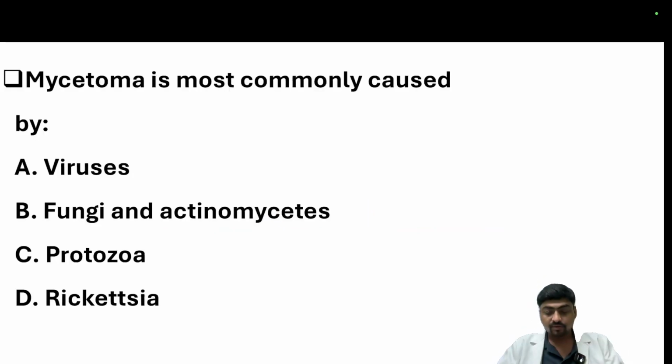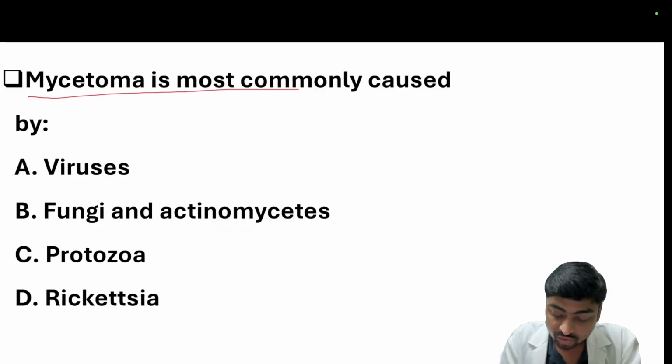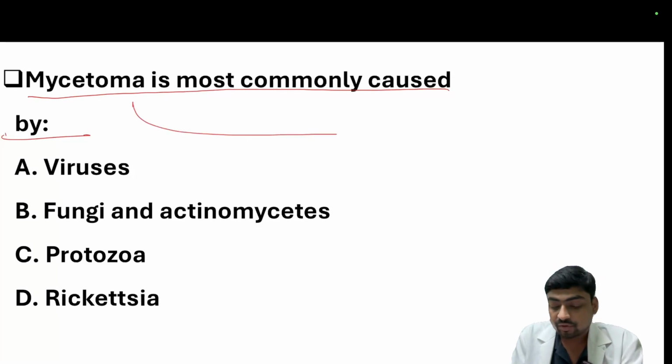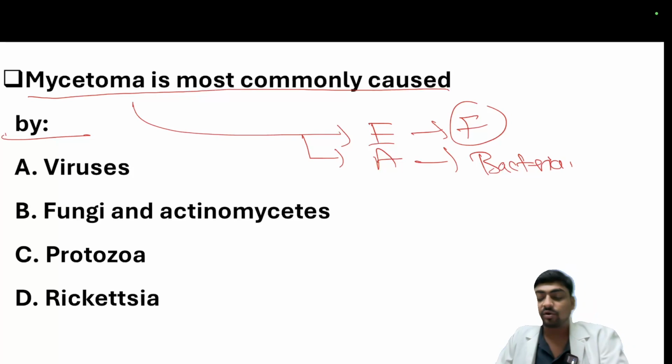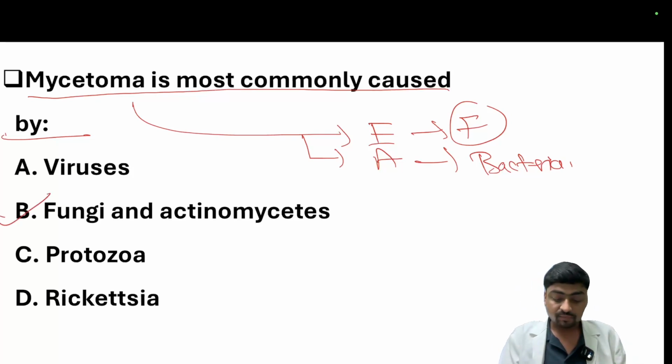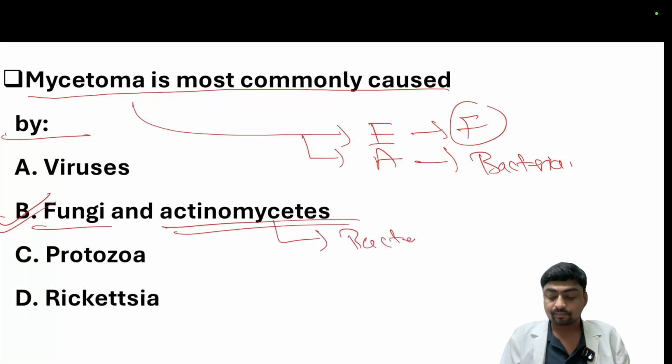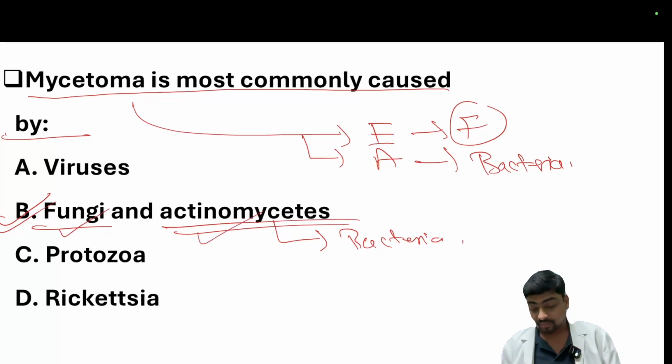Now let's do some multiple choice questions for clearing our concepts further. The first MCQ: mycetoma is most commonly caused by. As we know, mycetoma is of two types: eumycetoma and actinomycetoma. Eumycetoma is caused by fungus, and actinomycetoma is caused by bacteria. So among these options, option B has the fungi and the actinomycetes. Actinomycetes are bacteria. Hence option B is correct, which is fungi and actinomycetes.